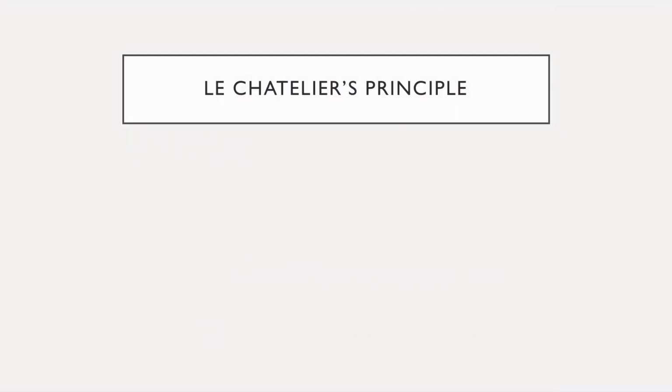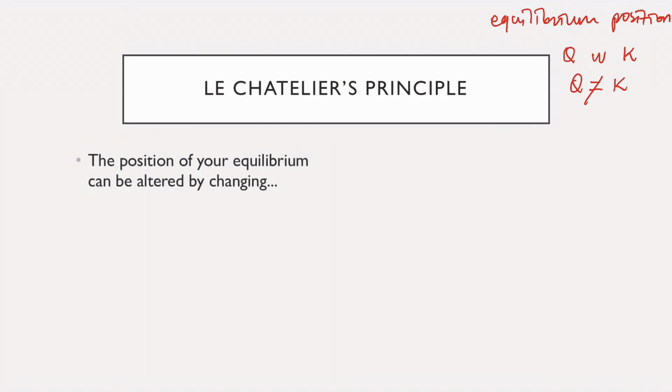So first of all, Le Chatelier's principle. Before this, we learned about determining the equilibrium position, right? Whether your equilibrium position will shift to the left or right, by comparing your Q with your K. So when your Q is equal to your K, that means your system is at equilibrium. When it is not, then your system is not at equilibrium. What are the disturbances? What are the things that will affect the equilibrium of your system?